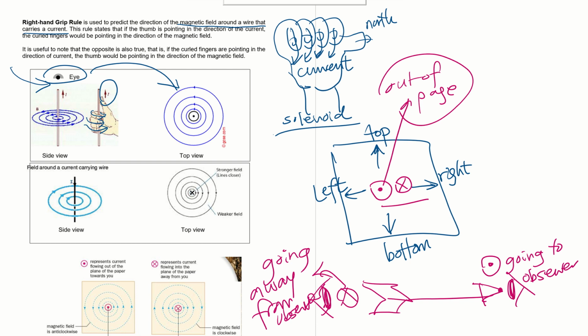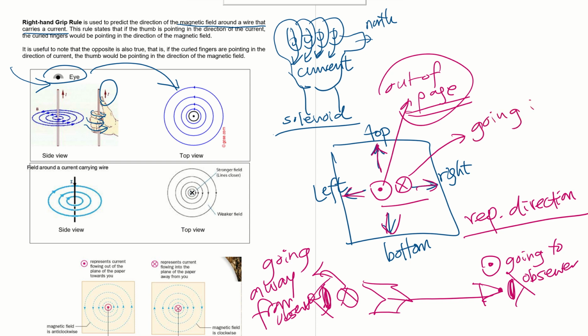Now take note that all these arrows, the dot and cross, represent direction. Direction of what? It will depend on the context, it will depend on the question. All I know is that this arrow is to the top, this is bottom, this is left, this is right. It can be current, it can be magnetic field, it can be force, it can be anything. You have to read the question. So the dot represents the direction of something coming out of the page, and the cross represents the direction of something going into the page.